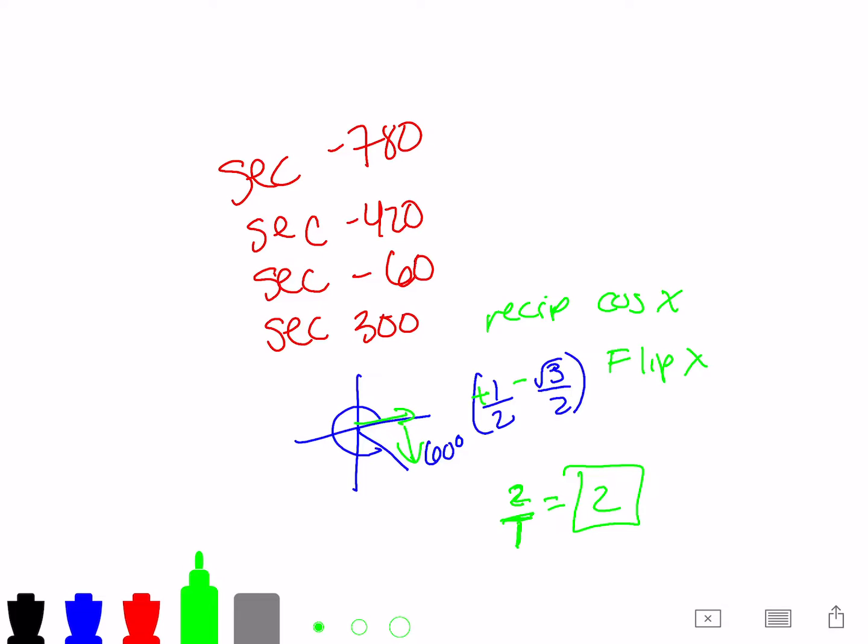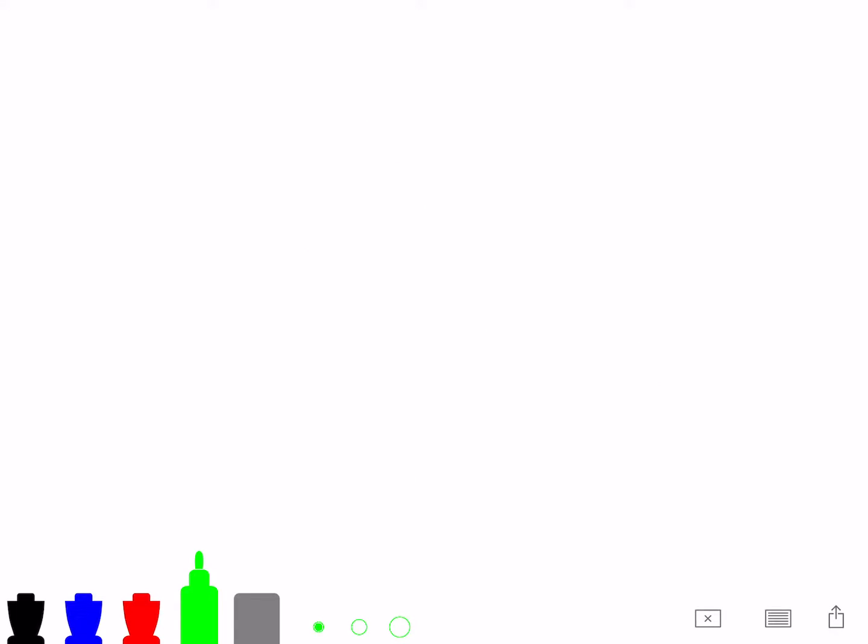Now you can still do the same thing with radians, except for instead of adding and subtracting 360, we want to add and subtract 2 pi, because remember 360 and 2 pi are the same in the two measuring systems. So if I were to give you the cosine of negative 23 pi fourths.